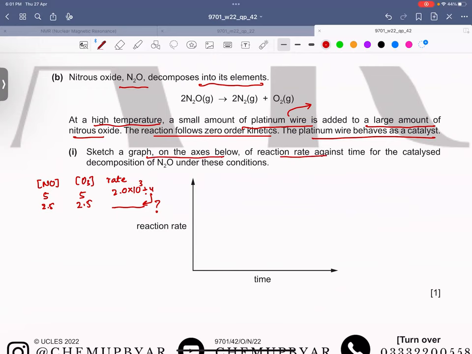Sketch a graph on the axes below of the reaction rate against time. For that, we know about the zero order reaction that the rate of the reaction remains constant during the course of the reaction. So here the line would be like this, because it's a zero order. The rate of the reaction is not going to change.